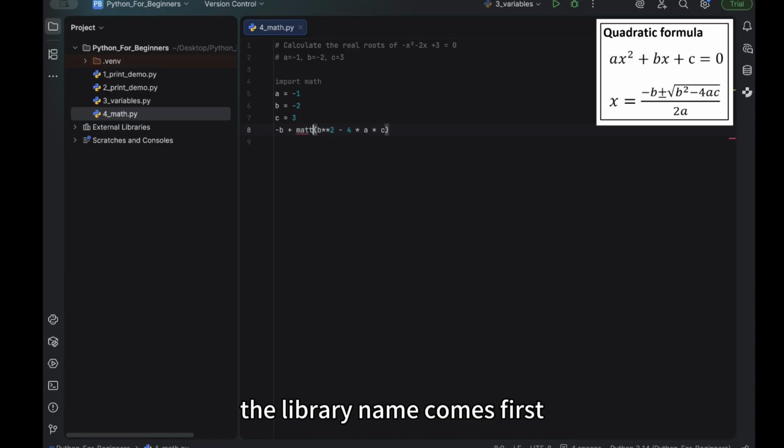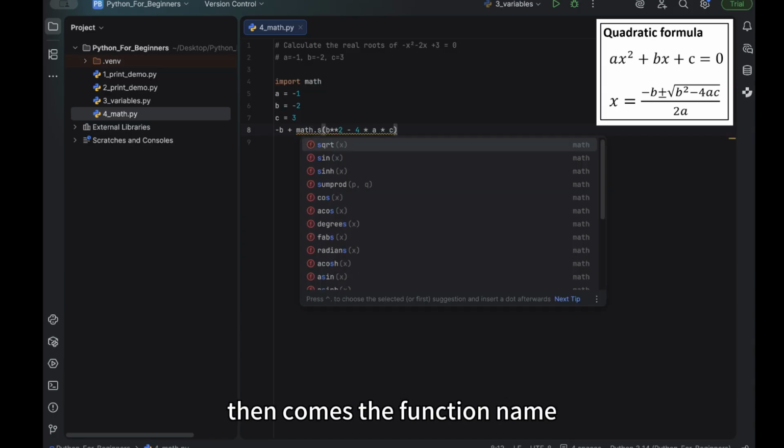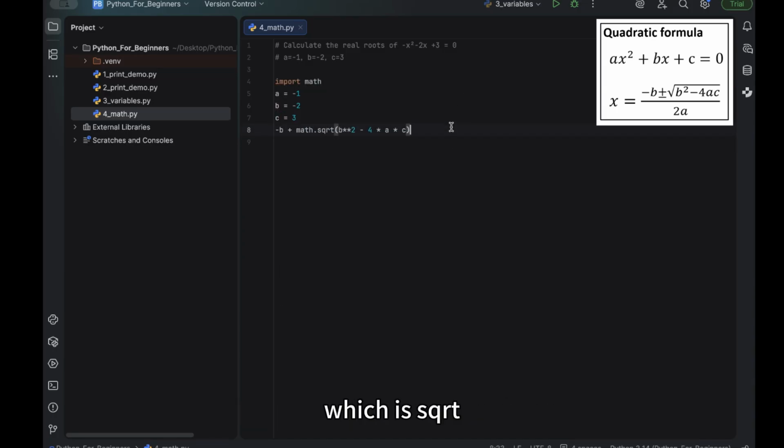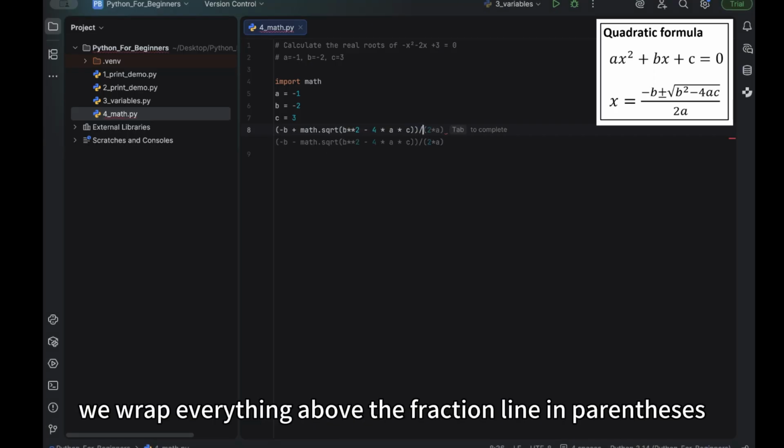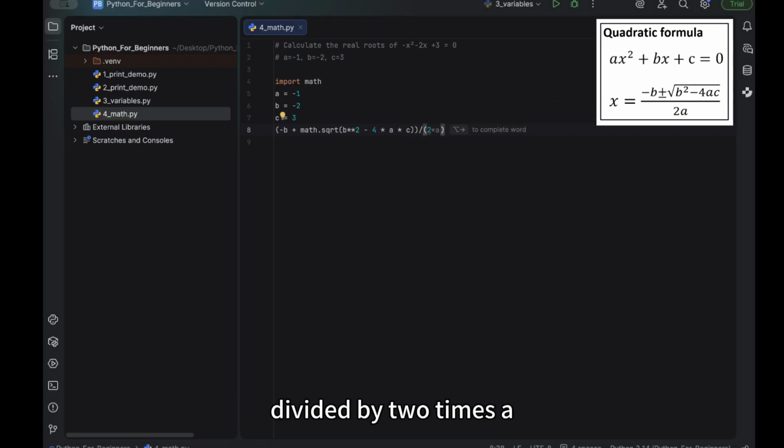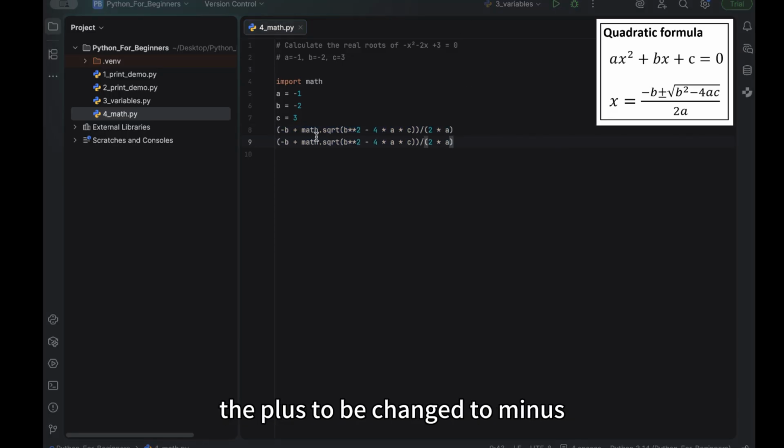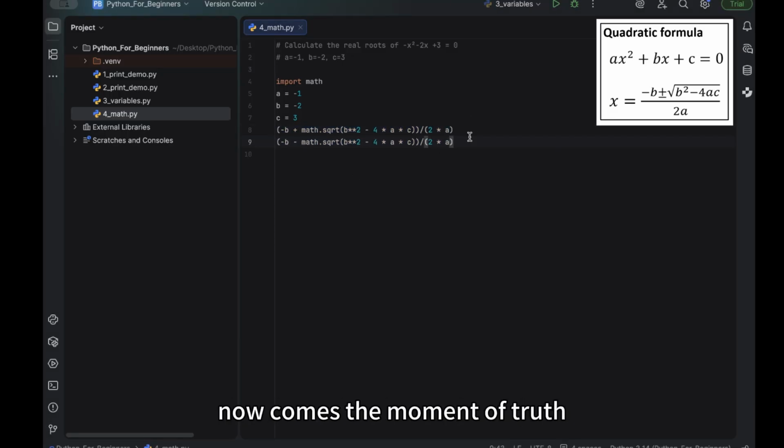The library name comes first, followed by a dot. Then comes the function name, which is sqrt. Then continue back to our formula, because division comes next. We wrap everything above the fraction line in parentheses. Divided by 2 times a. Okay, this is our first solution. And the second solution only needs the plus to be changed to minus.